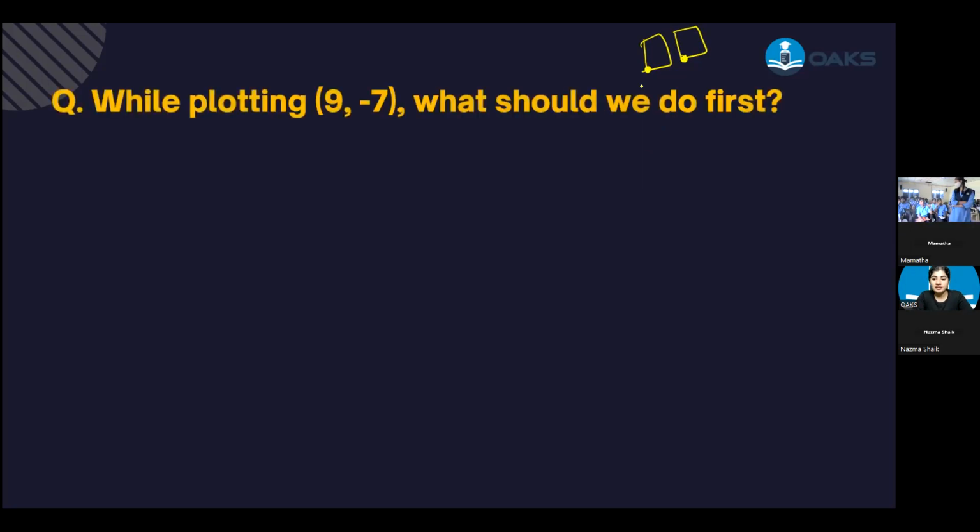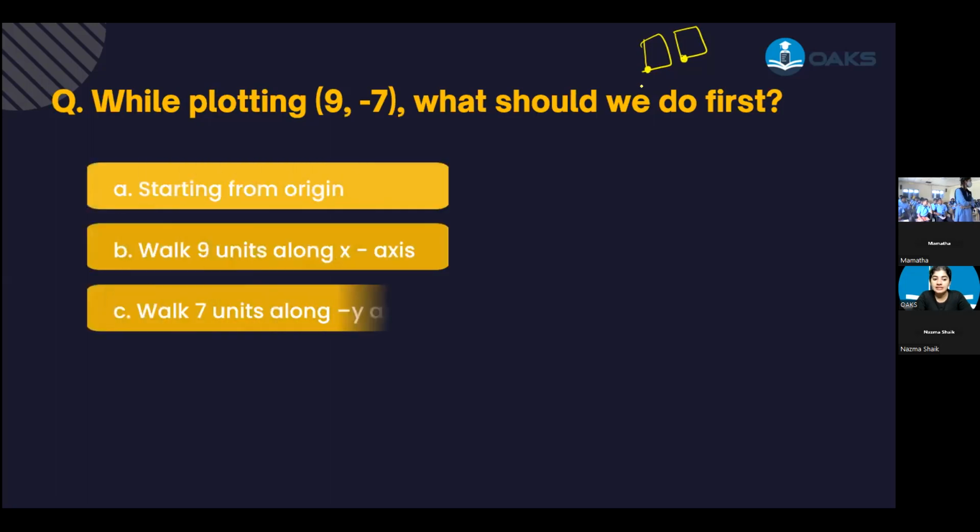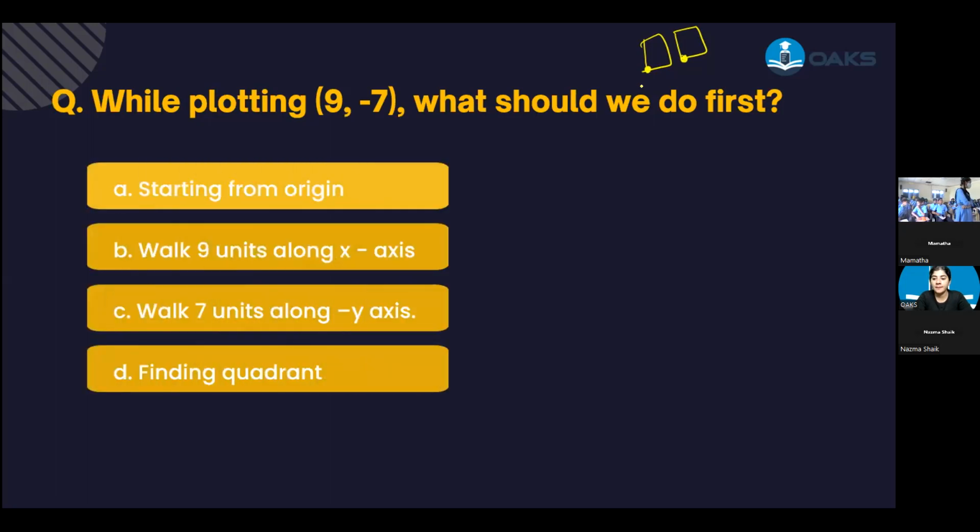Everyone, take your time and read the question carefully and then answer the question. So this is the question. While plotting 9 comma minus 7, what should we do first? So these are your 4 options. A, madam. You are saying A, boys. A, madam. Okay, same answer. You can sit down.